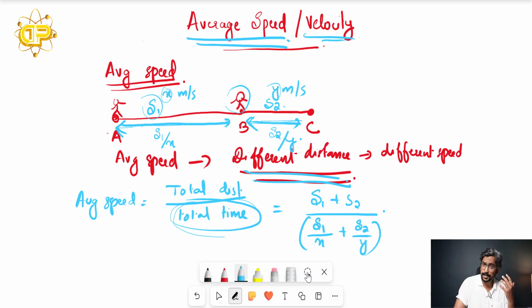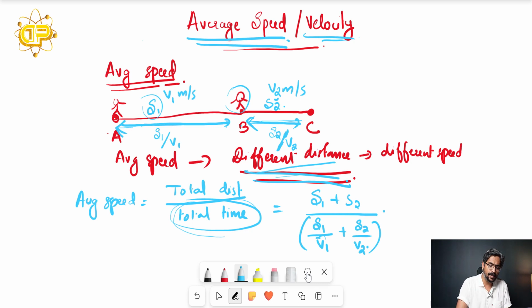Or if you are getting confused with writing this x and y, then I'll change this x and y to v1 and v2. Then there will be no confusion, right? So instead of x, I am going to write S1 by v1 and S2 by v2. So I hope that you got the points. The average speed is S1 plus S2 divided by S1 by v1 plus S2 by v2.